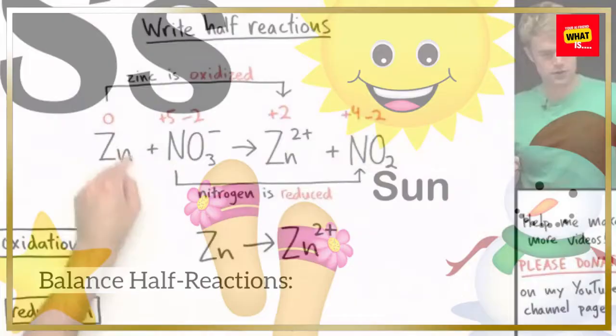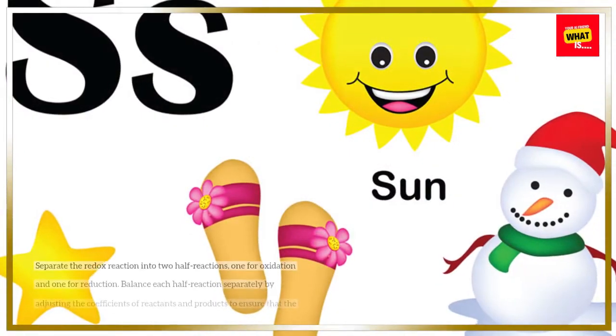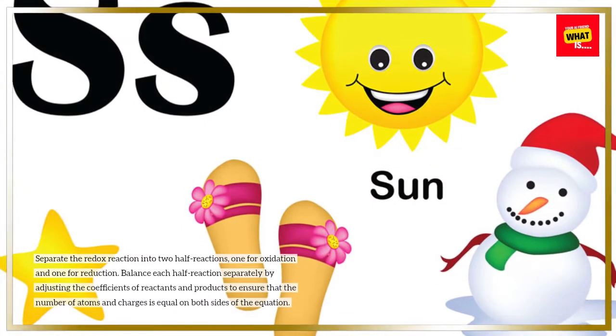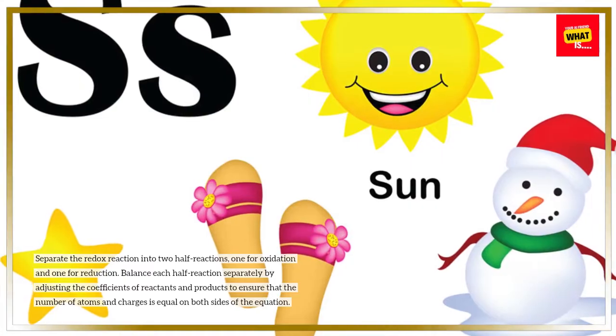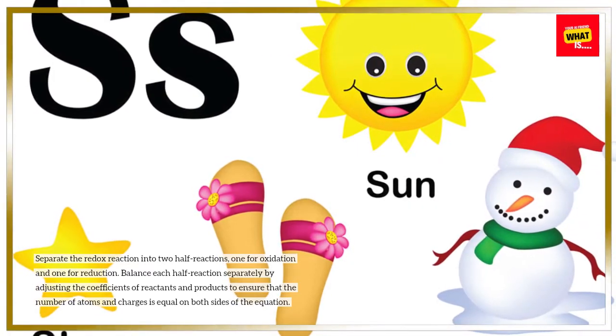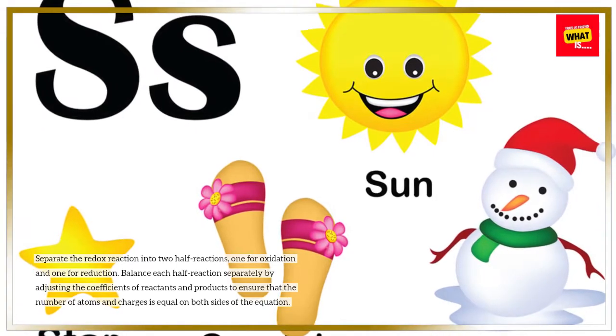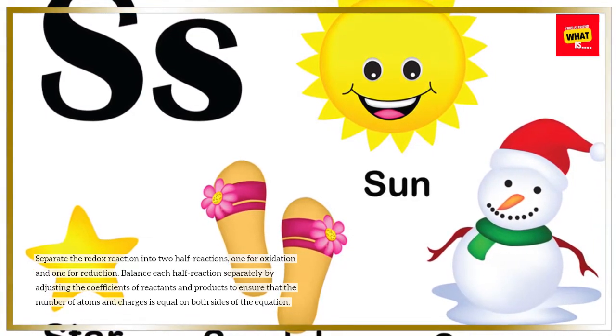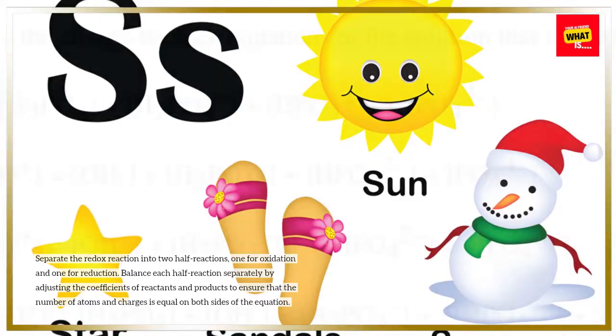Balance half reactions. Separate the redox reaction into two half reactions, one for oxidation and one for reduction. Balance each half reaction separately by adjusting the coefficients of reactants and products to ensure that the number of atoms and charges is equal on both sides of the equation.